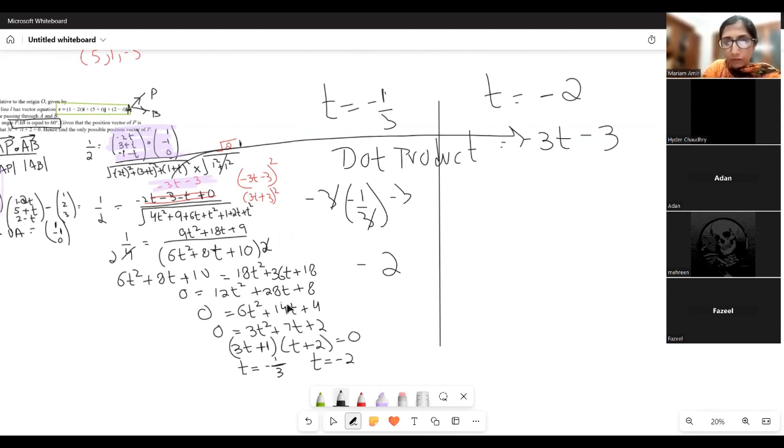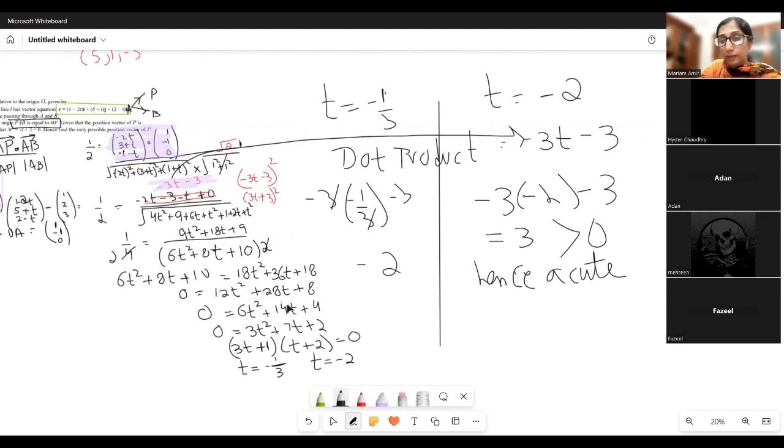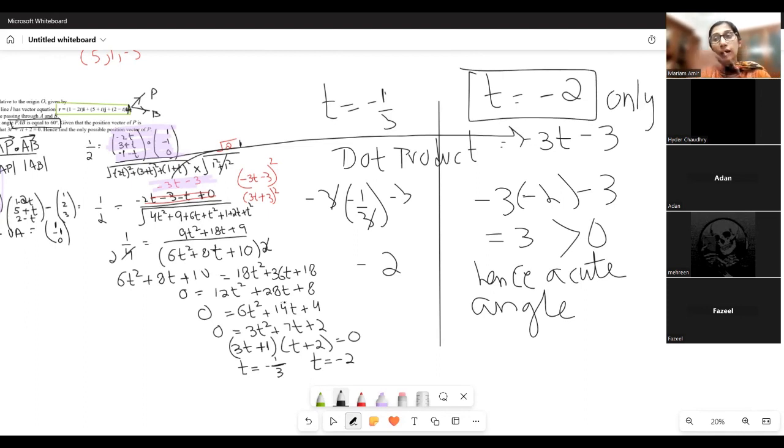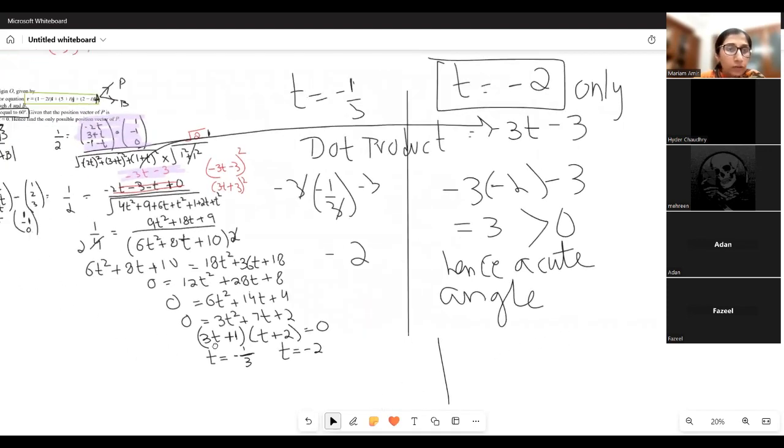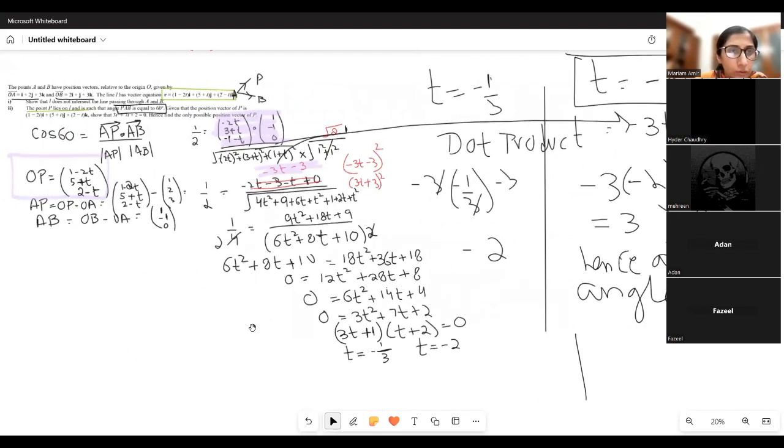Let's also quickly check for this one. So -3 times -2 minus 3, which gives us 3. So since the dot product is greater than 0, hence acute angle. So you accept this one, hence acute angle. Okay, so this t is going to be accepted. For this t is equals to -2, you find what was needed to be found.